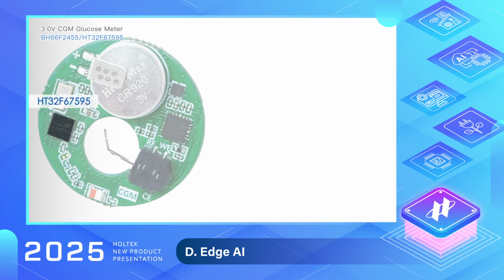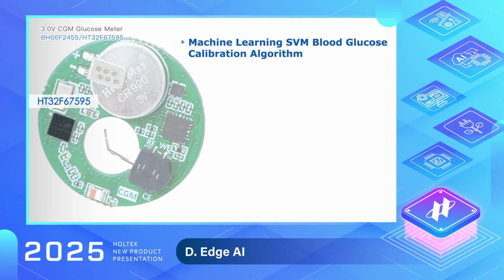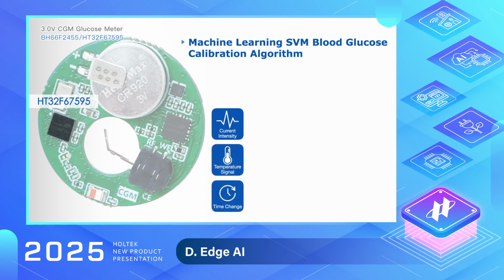The HT32F67595 is a Bluetooth low-energy device based on an M33 and M0 Plus dual-core architecture, providing 1024 kilobytes of in-system flash memory, 256 kilobytes of SRAM, and 256 kilobytes of ROM. Through the machine learning SVM algorithm, combined with the sensed current, temperature and time, multi-factor blood glucose calibration is implemented.